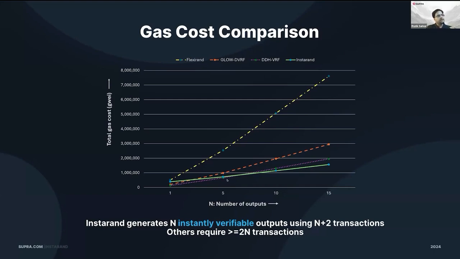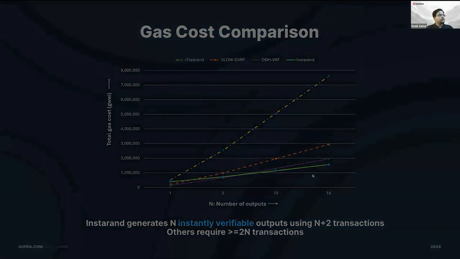So that's why InstaRand starts outperforming Chainlink VRF or DDH VRF when you require, say, 7 or 8 outputs. As you can see, for 10 or 15 outputs, InstaRand becomes even better. And this is because of the extra transaction cost incurred by DDH VRF, which involves storing stuff on chain and so on. So this is the gas cost comparison.